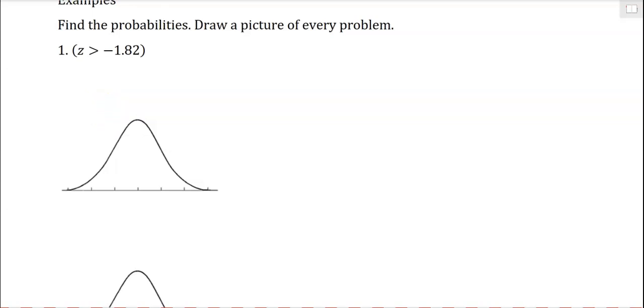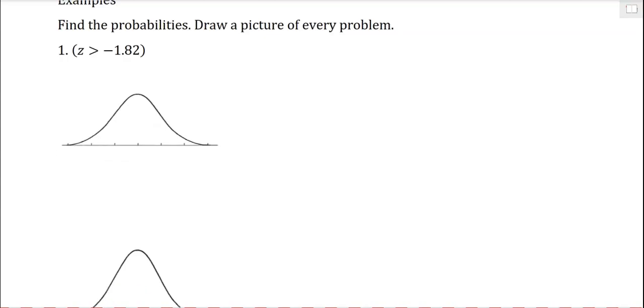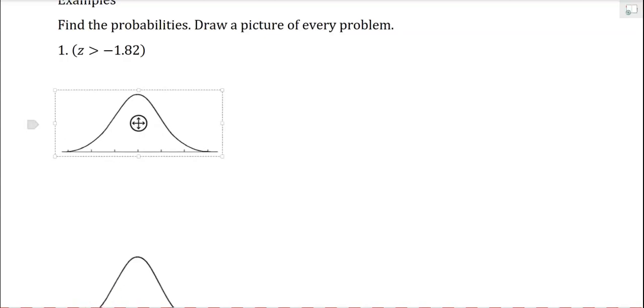Okay, so in this one, I'm going to work it out using a calculator. This is still a standard normal distribution, so my mean of 0 is in the middle. Here's -1 standard deviation, +1, -2 standard deviations, +2 standard deviations. -1.82 is about right here. Looks like that's right there.